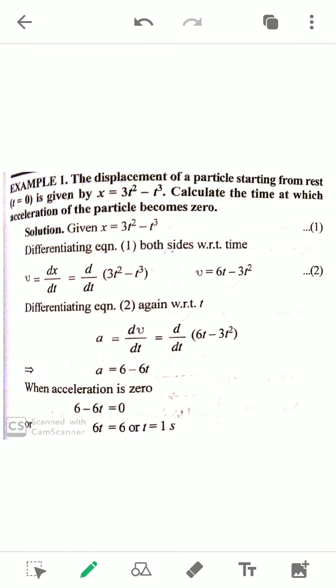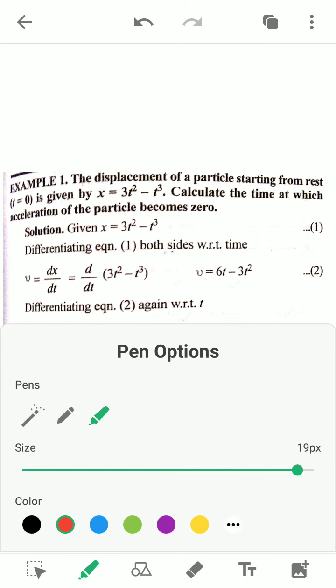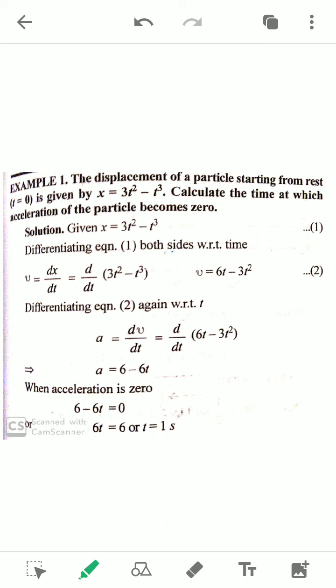The question relates to the acceleration topic. Okay, student, see carefully. The displacement of a particle starting from rest equal to 0 is given by x = 3t² − t³. Calculate the time at which the acceleration of the particle becomes 0.